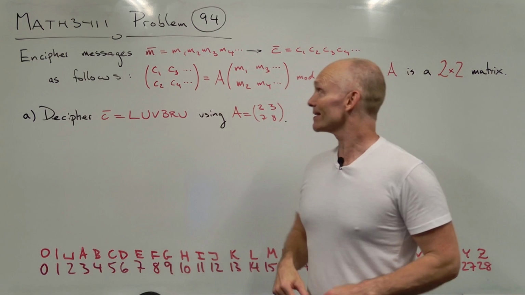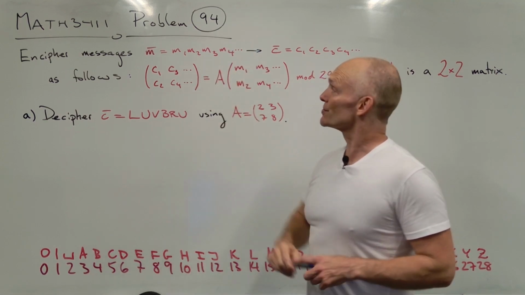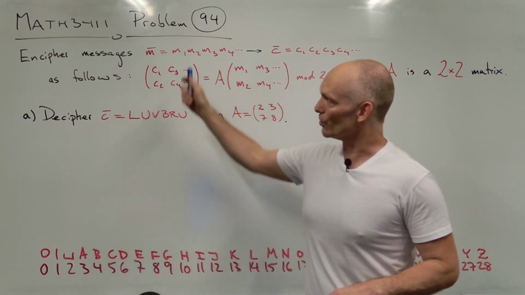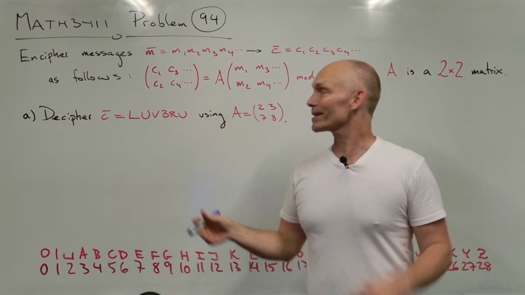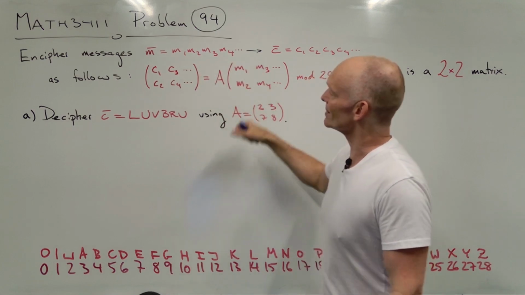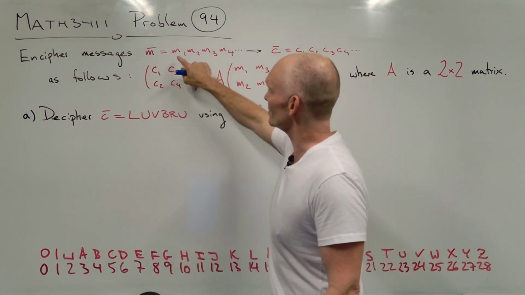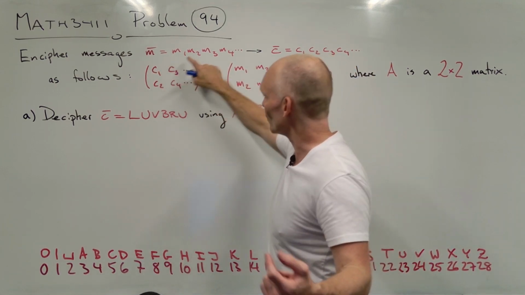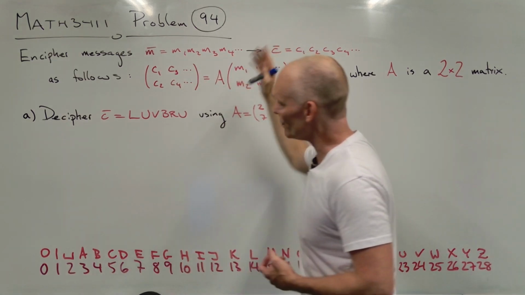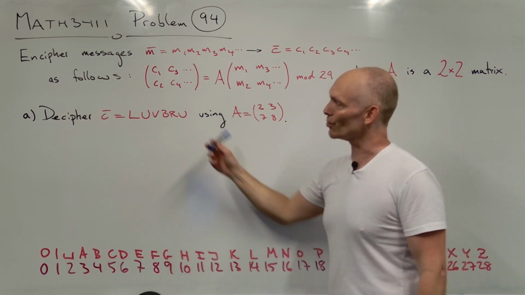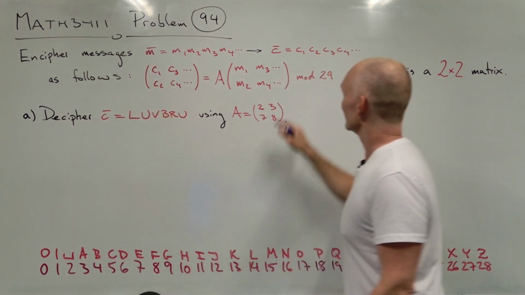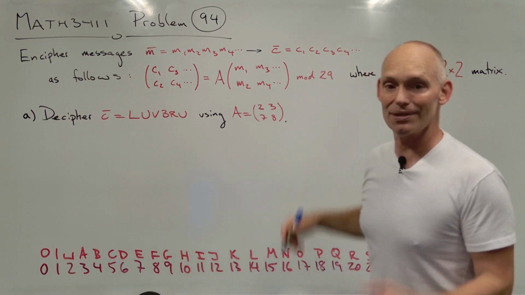Hi, I'd like to show you the solutions to problem 94 in the course MATH3411, and it's about an encryption scheme where we take a message like this. M here is the message consisting of some letters M1, M2, M3, M4 and so forth. And the way that we encrypt these messages, or encipher these messages, to a ciphertext like this is as follows.